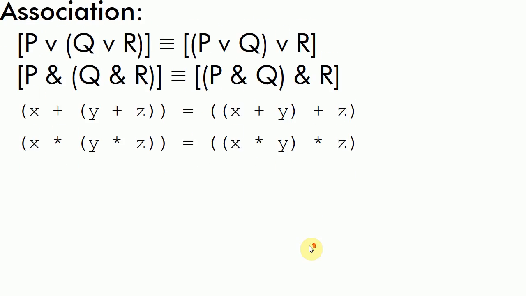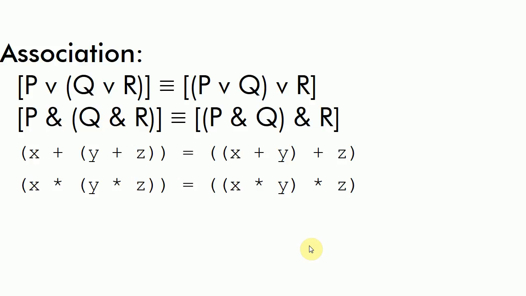Okay, moving on to association. That's sort of similar to commutation. It also works for disjunctions and conjunctions. And what this is saying is that how we arrange them with parentheses makes no difference. So if we have P or the disjunction of Q or R, that's equivalent to the disjunction of P or Q, or R.